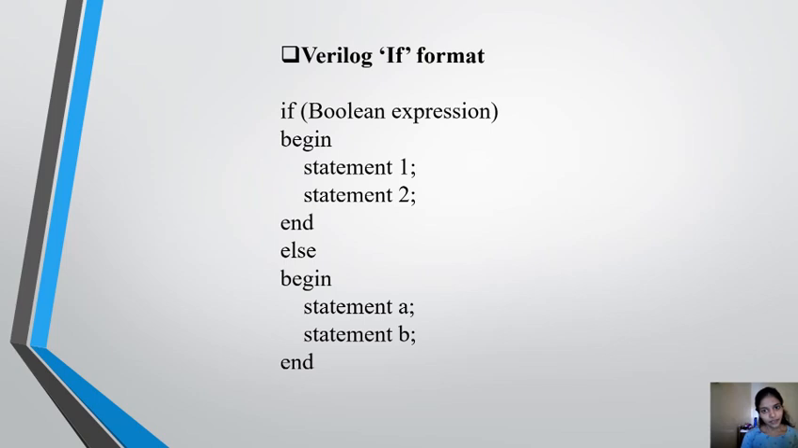Next, we will see the Verilog if format. The execution of if is controlled by the Boolean expression. If the Boolean expression is true, then statement A is executed. If the Boolean expression is false, then statement B is executed. If there is only one statement, then the begin and end can be omitted. If Verilog has only one statement, then begin and end are not required.